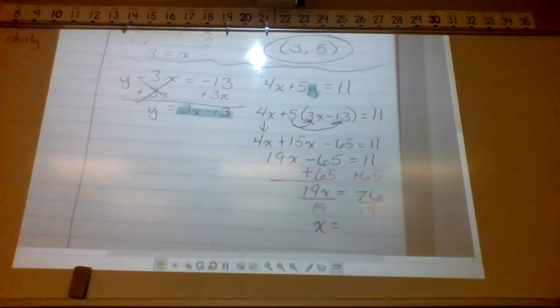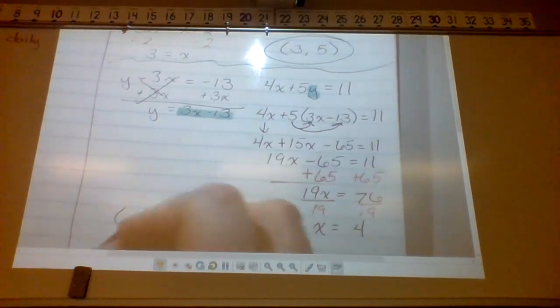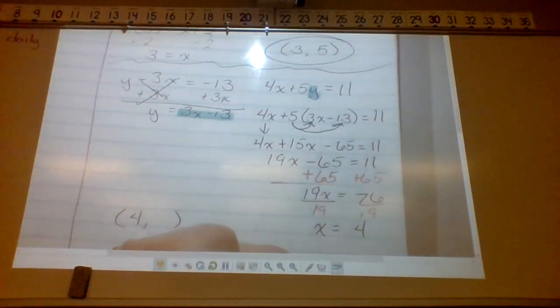What is 76 divided by 19? 4. Do we know what x equals? Yes. You could do a check, but I'm not taking the time for that right now. Do we know what y equals? So do we have our solution yet? No, we do know that the first part of our solution is that x is 4. Now we got to find that second part.